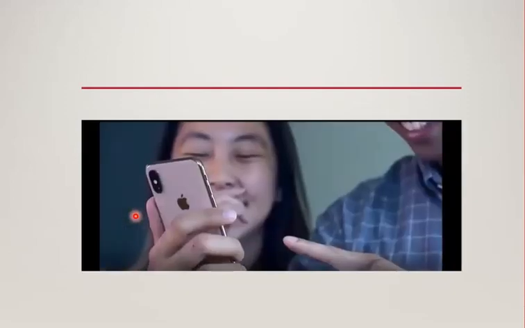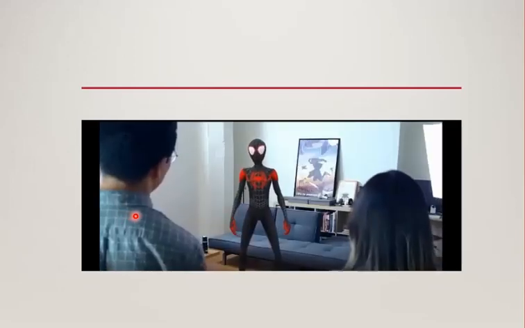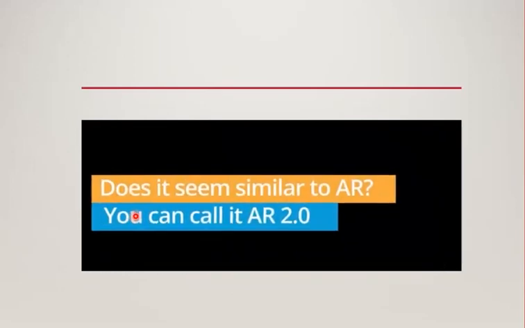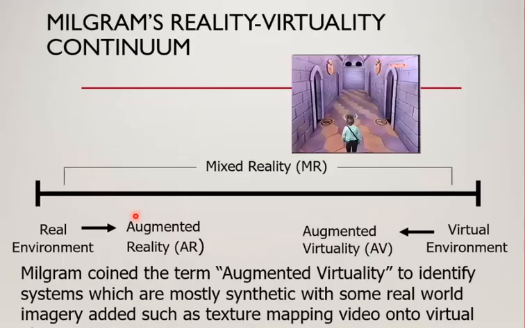This is a perceptual motor skill in the real world, creating a special type of human machine interaction. So this is the most recent technology. Milgram's reality-virtuality continuum: there is the real environment, then it goes to augmented reality, then the virtual environment, then to augmented virtuality. Milgram coined the term augmented virtuality to identify systems which are mostly synthetic with some real world imagery added, such as texture mapping, video and or visual objects. Augmented reality is closest to the real world because it mainly uses perception of the real world with just a little computer generated data. The distinction will probably fade as technology improves.